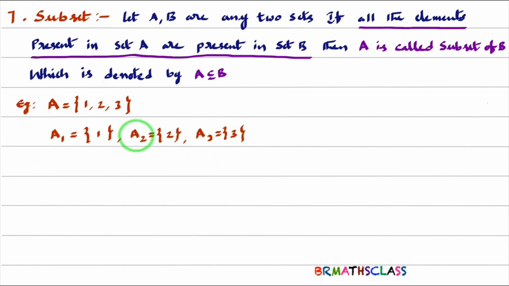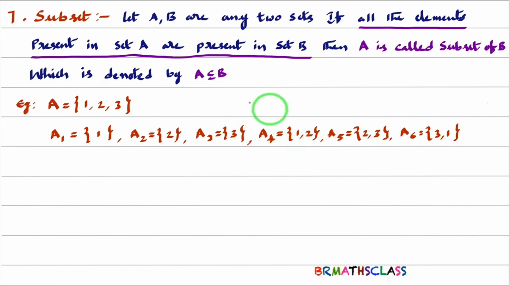Similarly, you observe this set A2. All the elements present in this set are present in A? Yes. So this is subset of A. All the elements present in A3 are present in A? Yes. So this is subset of A. I'll write few more subsets of A. You observe the set A4. This set contains two elements, 1, 2. All the elements present in this set are present in A? Yes. So A4 is a subset of A? Yes, A4 is subset of A.